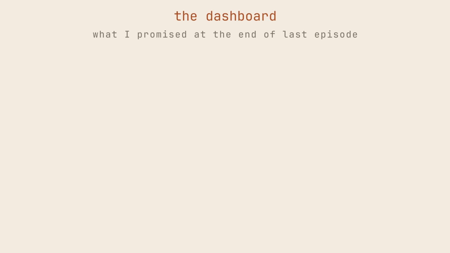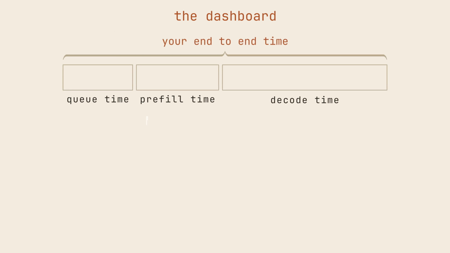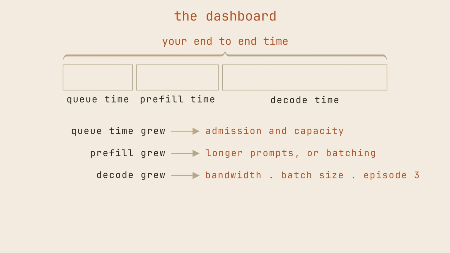And let's pay off what I promised at the end of last episode, which is the dashboard itself. Your end-to-end time is 3 things added together: queue time, prefill time, decode time. Keep all 3 separately, and your regression will stop being a mystery, because now it's a question with only 3 possible answers. Queue time grew, that's admission and capacity. Prefill grew, your prompts got longer or your batching changed underneath you. Decode grew, then you're into bandwidth and batch size, which is where we left episode 3.